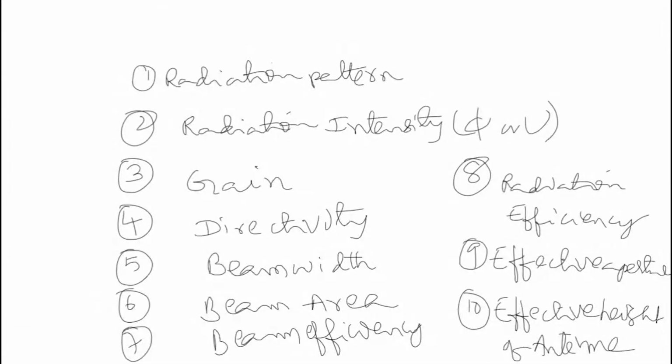First, we will discuss the radiation pattern of the antenna. The radiation from the antenna is graphically represented by using this radiation pattern. Actually, it is not a parameter. It is a graphical representation of the radiation from the antenna.